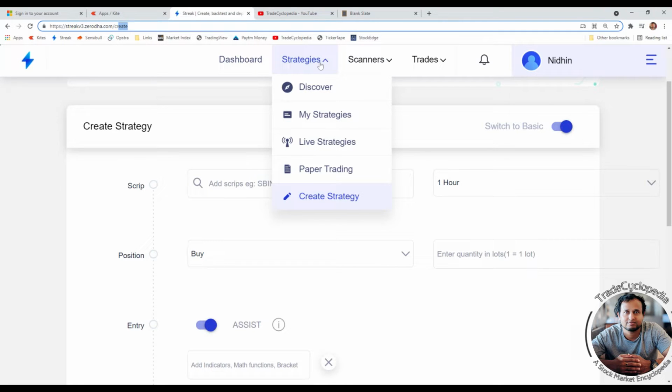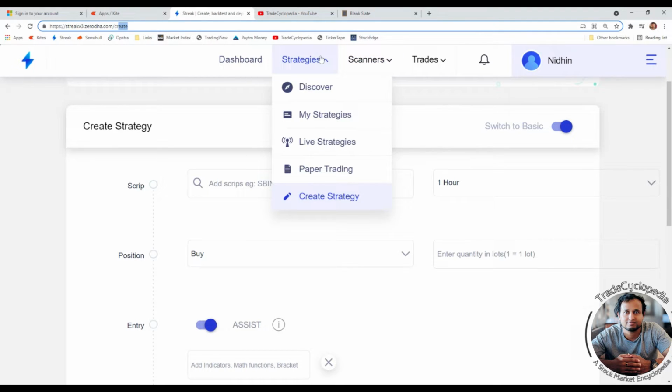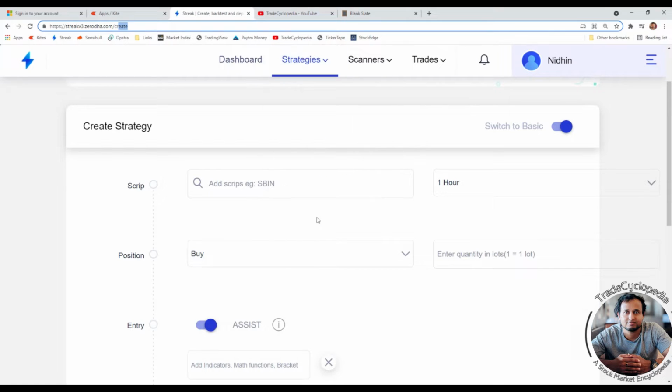And on the top, I have strategies. I have scanners here, which I'll be showing you later, like how to create scanners, how to find new stocks, how to find better opportunities on a live market. So this is just a basic strategy because I already have this strategy. I have a clear entry plan with me. If the Tata Motors stock price reaches 290, then I'll buy. I'll go for a long entry. So create strategy, that is the first step.